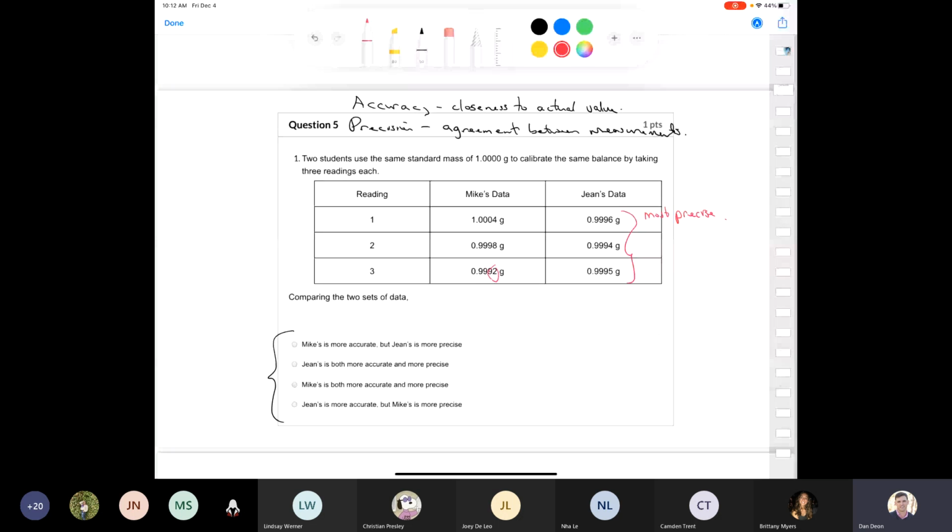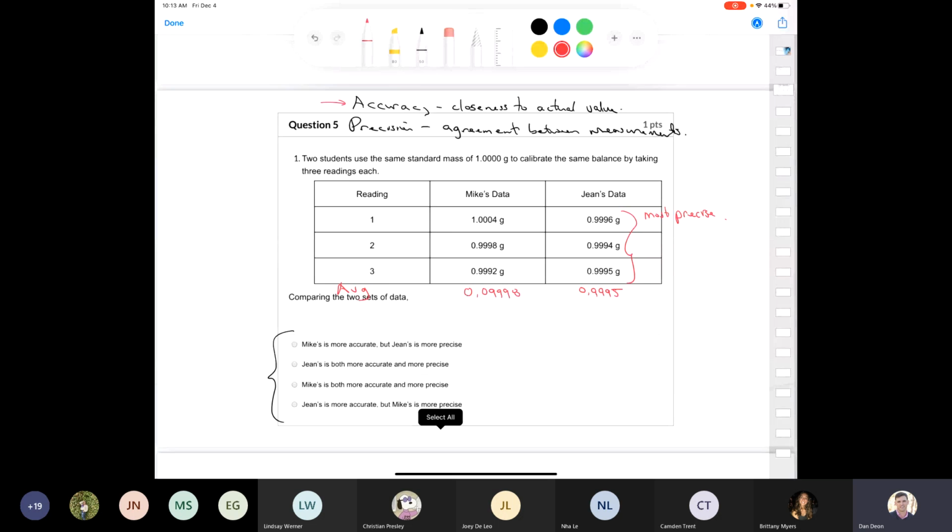It goes all the way down from 0.9992 all the way up to 1.0000004. But in terms of their accuracy, the closeness to the actual value, you can see that Mike definitely comes the closest to 1.0000 grams. And so what I did is I took an average, right? So if you take the average, Mike's average is 0.9998 and Jean's average is 0.9995. And so Mike is actually more accurate, right?